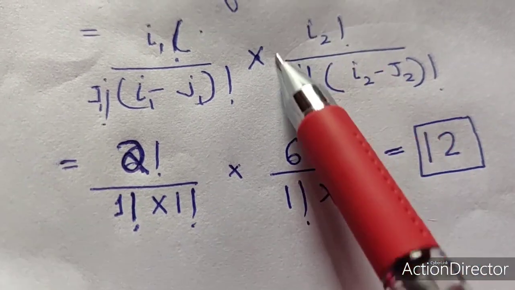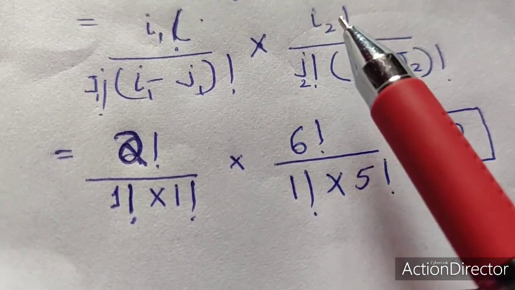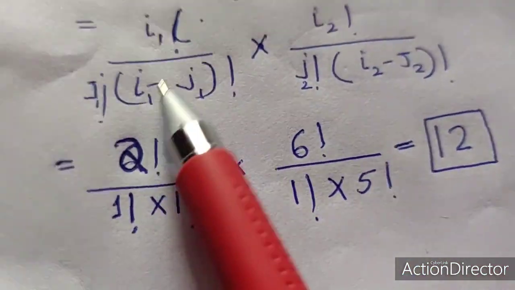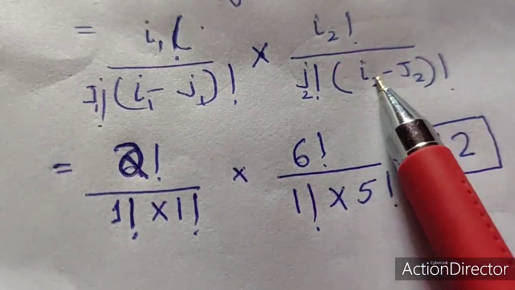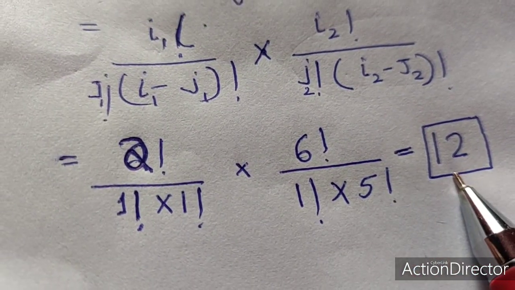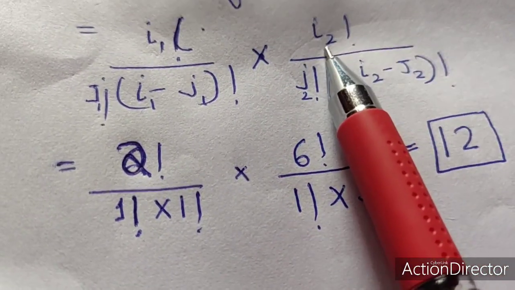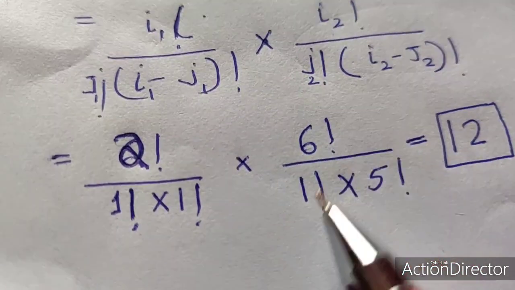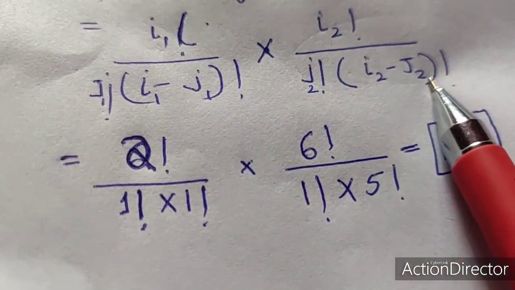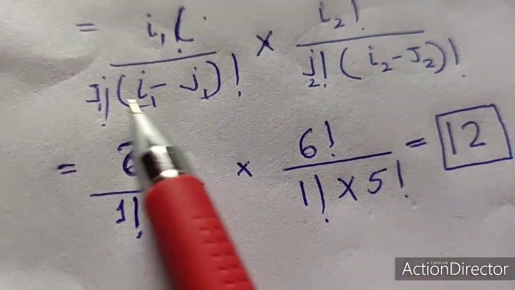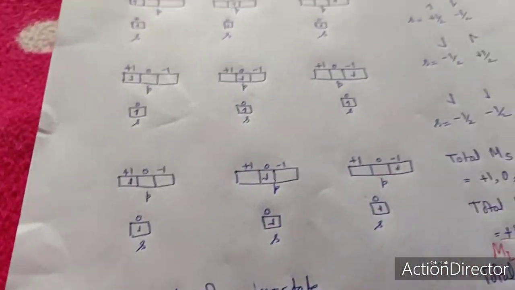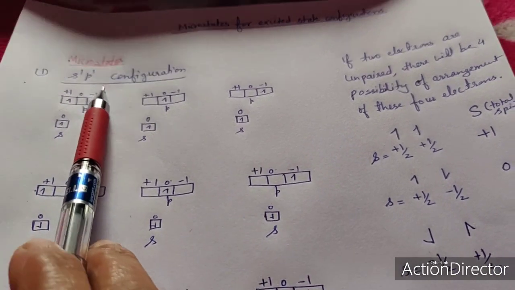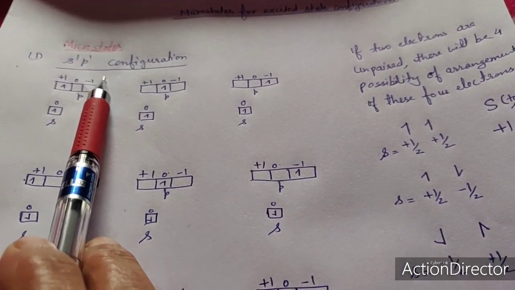And then this is for P orbital. In P orbital there is 1 electron, this is the P1 configuration, and this is the S1 configuration. If we multiply the microstates of both configurations, we get the total number of microstates. For P orbital, the maximum number of electrons is 6, so 6 factorial. This is the P1 configuration, so J becomes 1, and 6 minus 1 is equal to 5, so factorial of 5. And the total product is 12. So we can conclude that we can calculate the microstates for such configurations with the help of the formula.